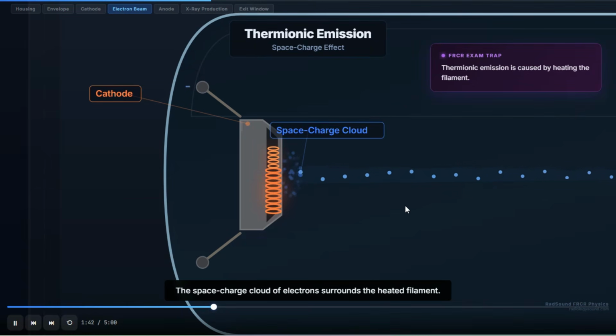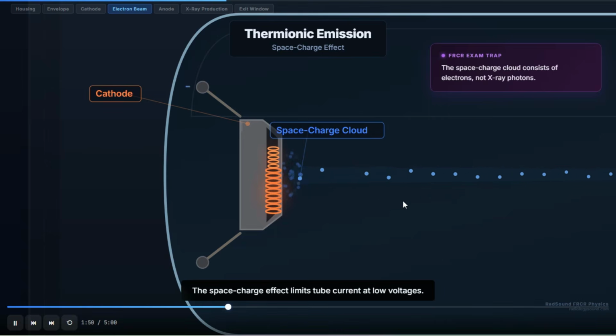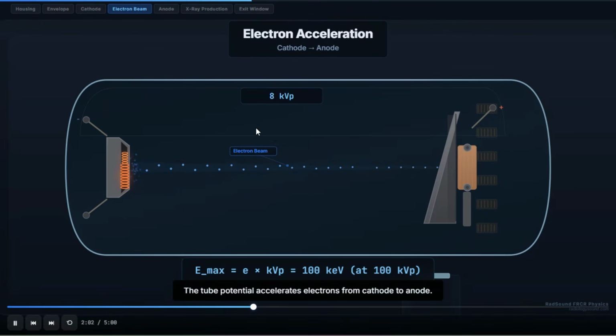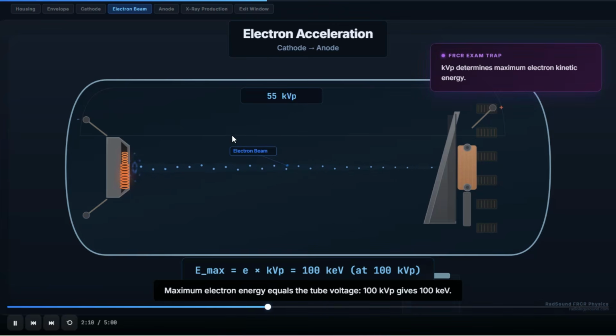After that, we then apply a high voltage across the tube. So the cathode is negative, the anode is positive. The tube potential accelerates electrons across the vacuum toward the anode. So now we've got everything: we've got electrons, space charge. So we applied the tube voltage, meaning that the maximum kinetic energy of each electron equals the tube voltage applied.